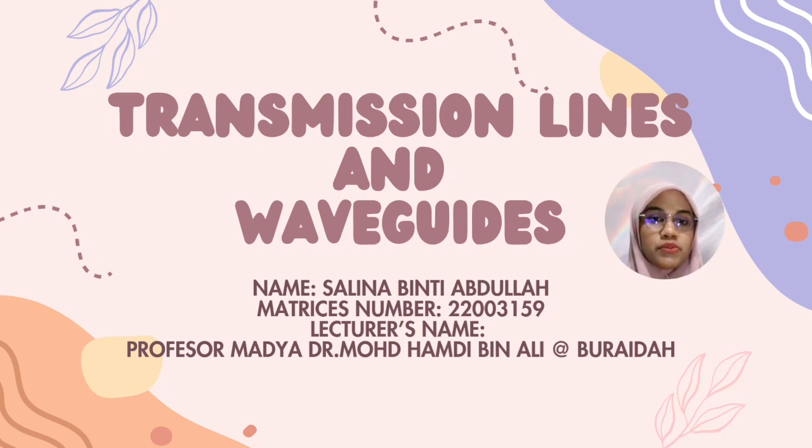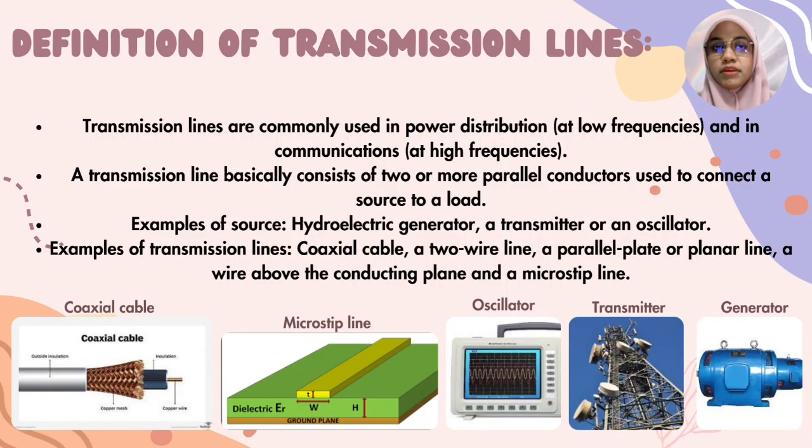My metric number is 22003-159, and today I will be presenting about transmission lines and waveguides. So let me introduce the definition of transmission lines. Transmission lines are commonly used in power distribution at lower frequencies and in communications at higher frequencies. A transmission line basically consists of two or more parallel conductors used to connect a source to a load.